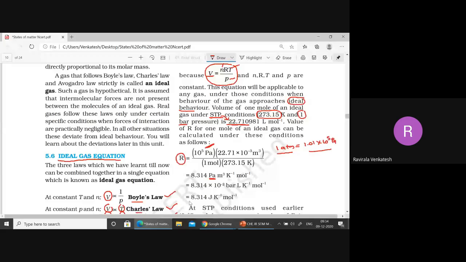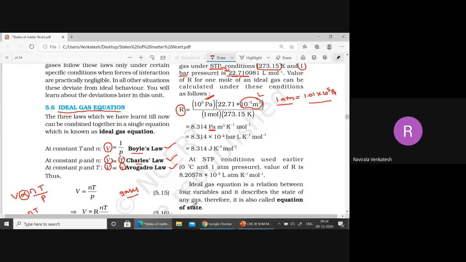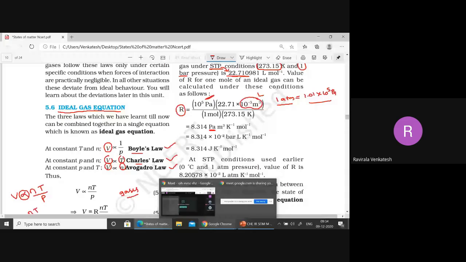And the volume you are taking is 22.7 liter, and 1 liter should be equal to 10 to the power of -3 meter cube. Now how many moles have we taken? 1 mole. Temperature we have taken 273.15 Kelvin. So after substituting the temperature, moles, pressure and volume in terms of Pascal, I got 8.314 here.